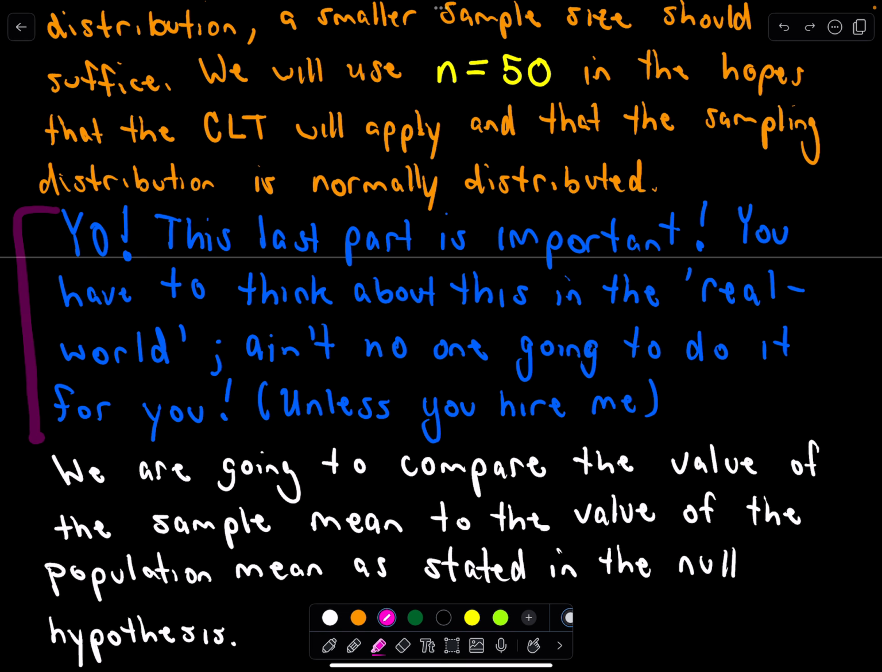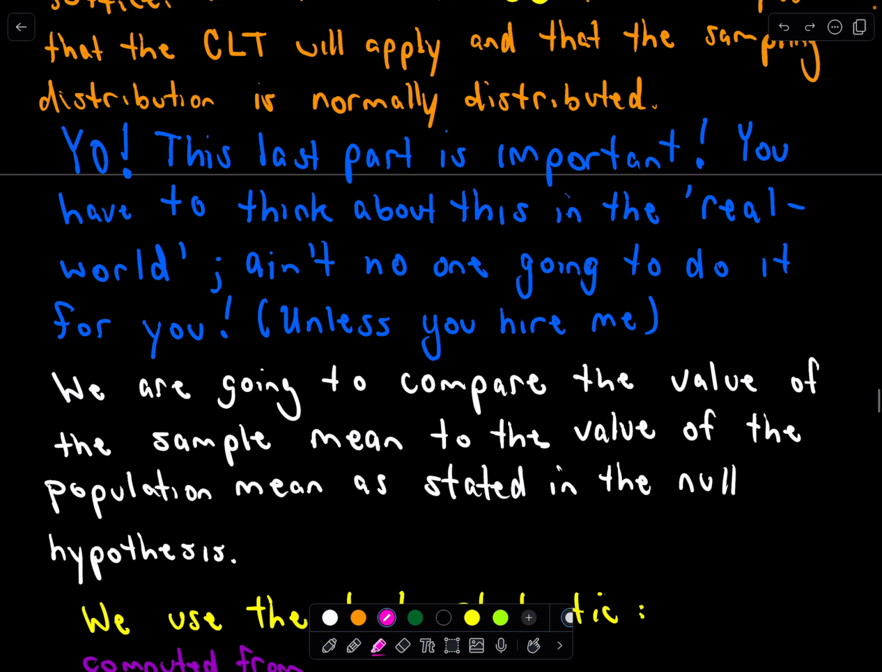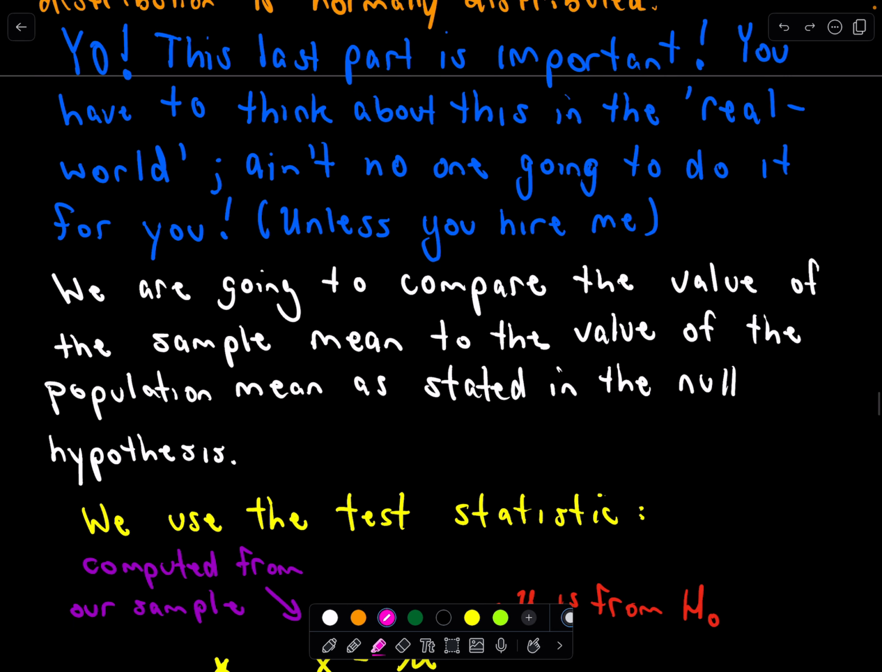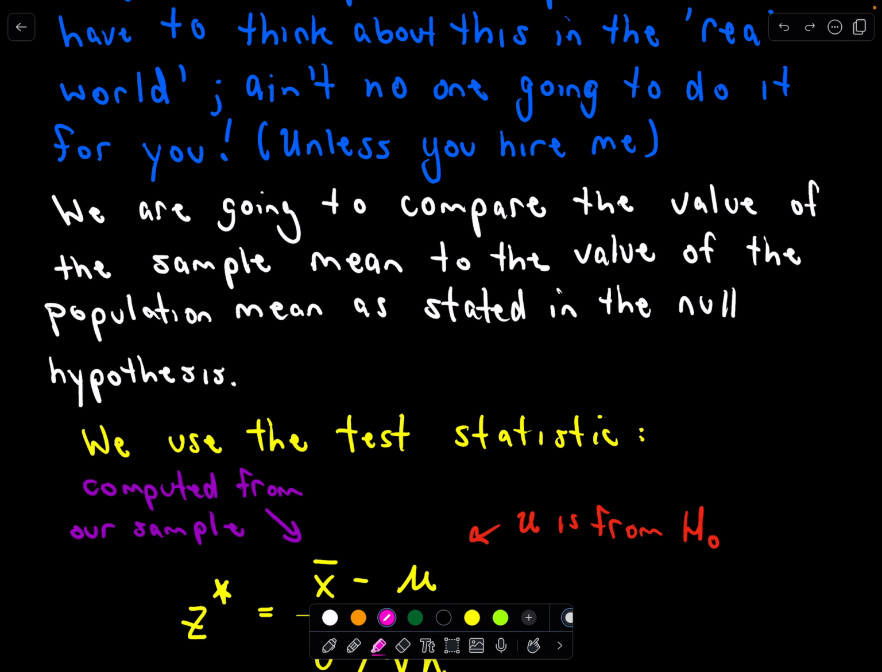As I say here, you have to think about this, because maybe you have reason to suspect that the thing you're considering is not mounded or normally distributed. Well, in that case, you're going to have to do something else, and a lot of times you're going to have to collect more data. More data is always good. You can't just go through this mechanically. Okay, so what are we going to do? We're going to compare the value of the sample mean, that's what we're going to compute from our data, to the value of the population mean as stated in the null hypothesis.